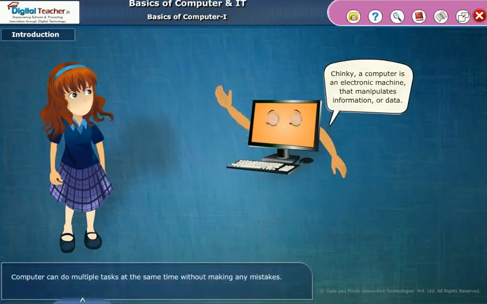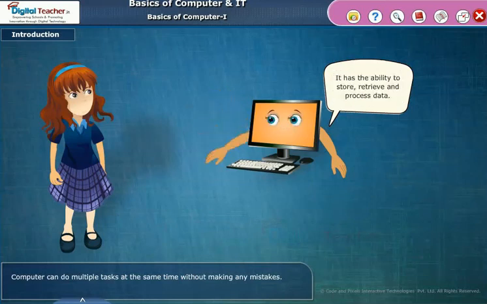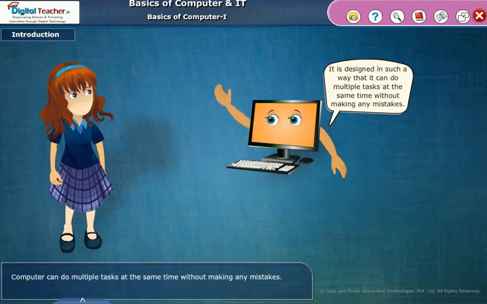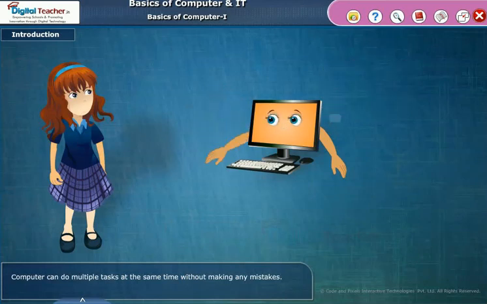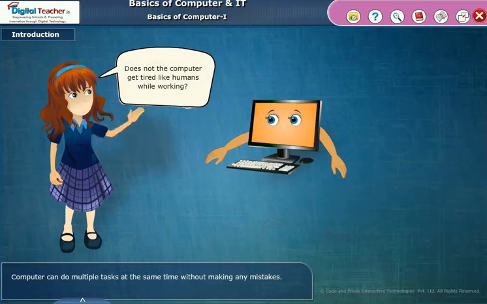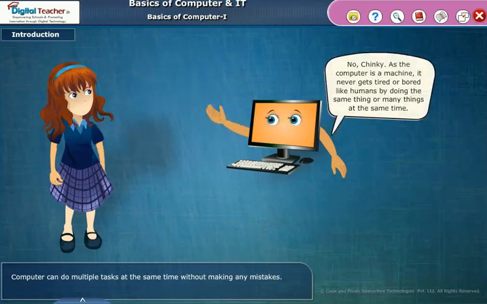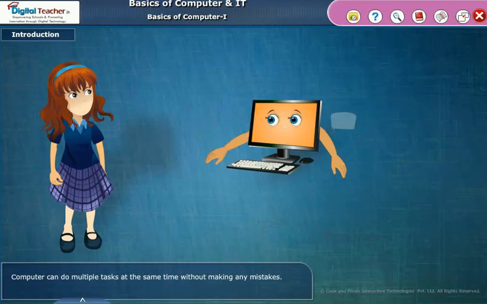Chinky, a computer is an electronic machine that manipulates information or data. It has the ability to store, retrieve, and process data. It is designed in such a way that it can do multiple tasks at the same time without making any mistakes. Does not the computer get tired like humans while working? No, Chinky, as the computer is a machine, it never gets tired or bored like humans by doing the same thing or many things at the same time.